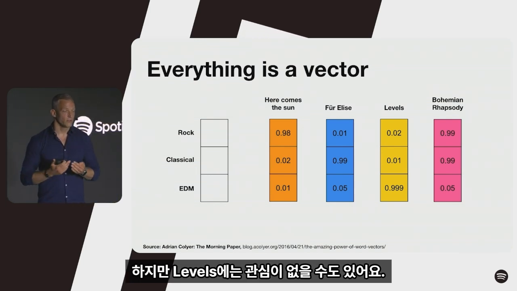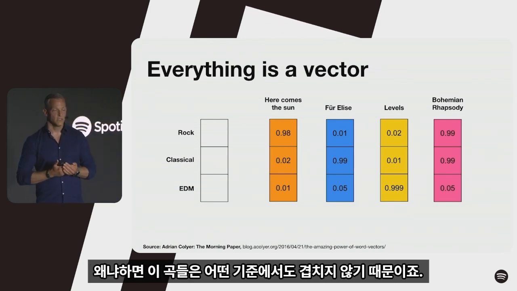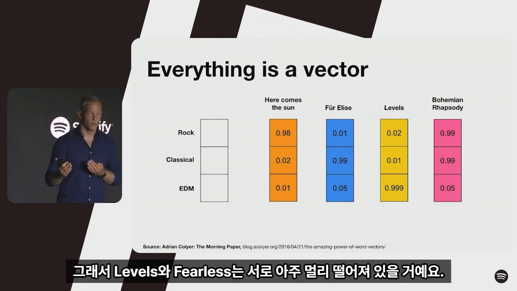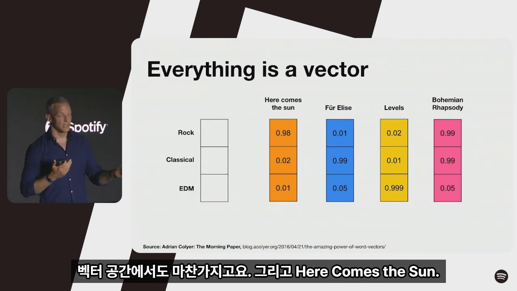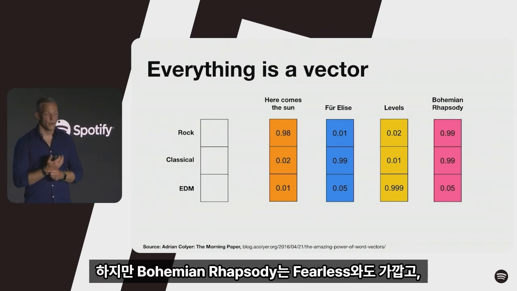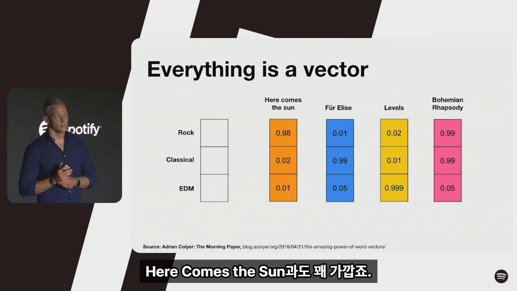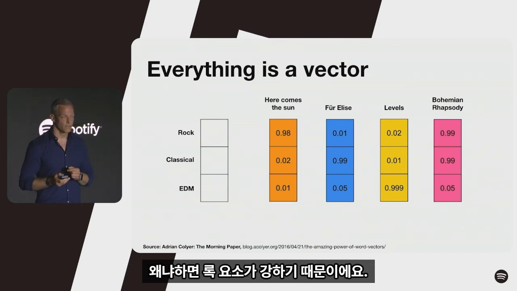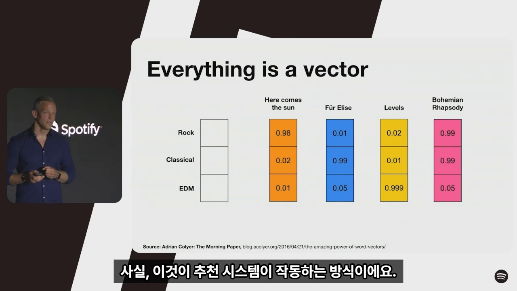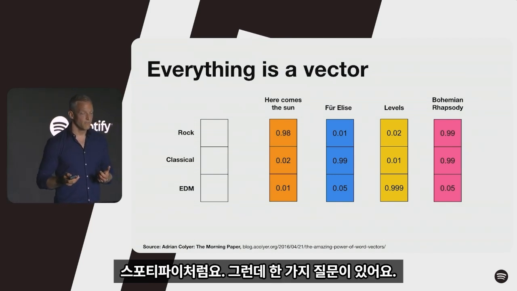But they may not be interested in Levels because it doesn't overlap at all on any of these dimensions. So Levels and Für Elise will be far away from each other in vector space, as will Here Comes the Sun. All those three will be far away from each other. But Bohemian Rhapsody will be quite close to both Für Elise and to Here Comes the Sun because it's high on rock. So this is actually how recommendation systems work, like Spotify.